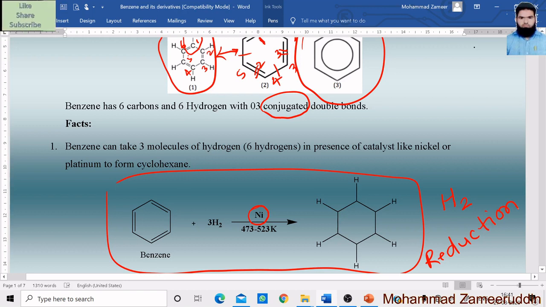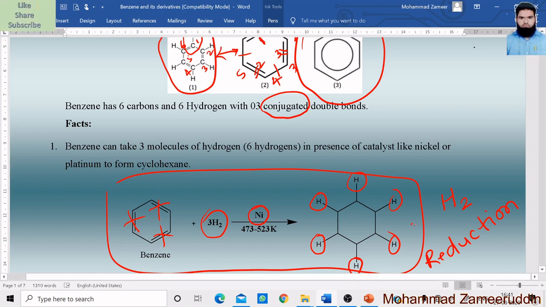So here these three hydrogen molecules combine with benzene to form cyclohexane. Each double bond is breaking, and after breaking of the double bonds, each hydrogen is added in the place of the double bond. So here 6 additional hydrogens are attached to the structure. Now the double bond is converted into a saturated single bond.